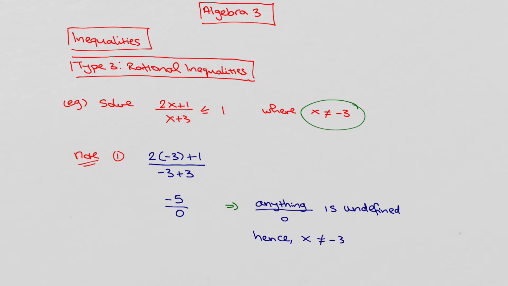So any number that gives the denominator a value of 0 is said to be undefined. So it's important to know that word. The second thing we have to note is that the denominator there is x + 3. So in order for us to solve and get x on its own, we need to get rid of this fraction. So the obvious thing would be to multiply both sides across by the denominator, which is x + 3. But the problem is we don't know the value of x + 3.